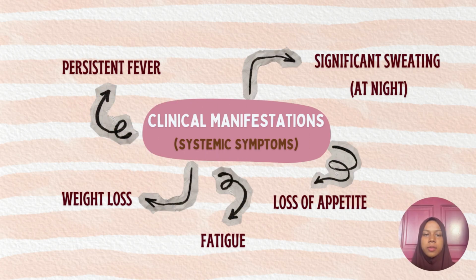Secondly, systemic symptoms of tuberculosis reflect the body's overall response to infection. Patients often experience a persistent fever and significant night sweats, which signal ongoing inflammation. Sudden weight loss and loss of appetite are common, showing how tuberculosis affects metabolism and nutrition. Fatigue and general weakness further reduce daily functioning, making these systemic signs important clues for early detection and diagnosis.